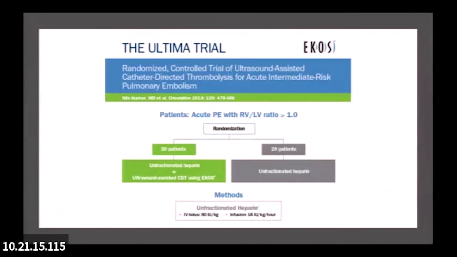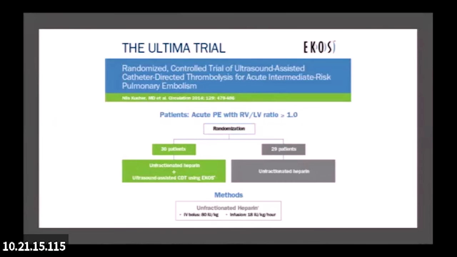So multiple trials were conducted. Those trials were initially just to see the feasibility and also to see if it will improve hemodynamics and if it will improve RV dysfunction. So they randomized 30 patients to the ECOS arm. This is the ULTIMA trial.